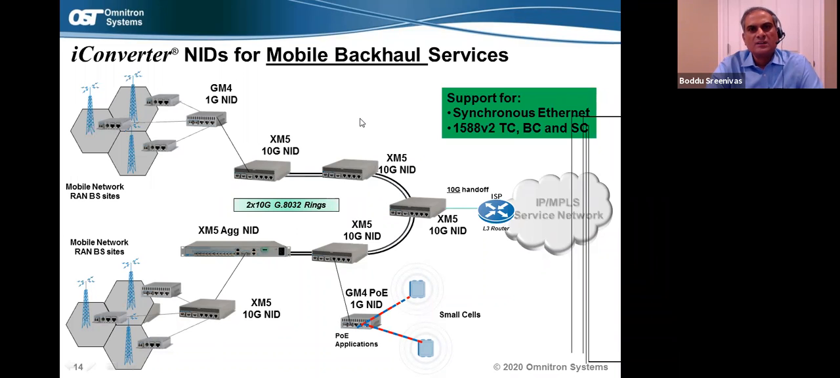You're building a core 10 gig access ring, and as and when you add more and more cell sites, you could use our 1 gig or 10 gig NIDs to provide the cell site connectivity and backhaul the traffic towards your core network.